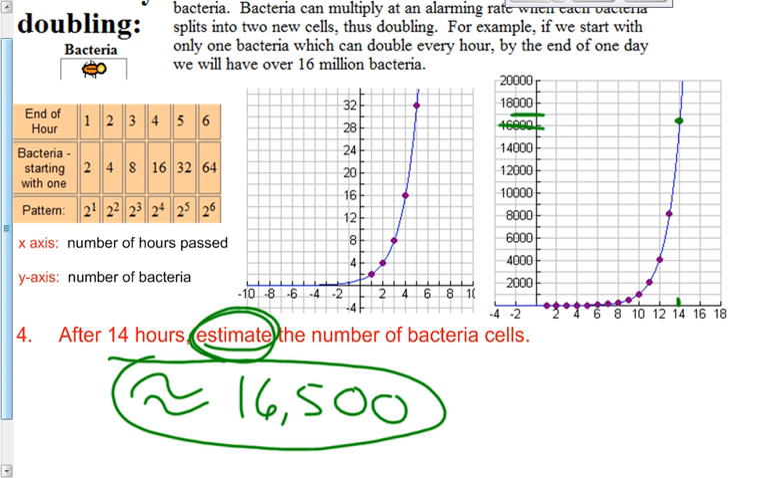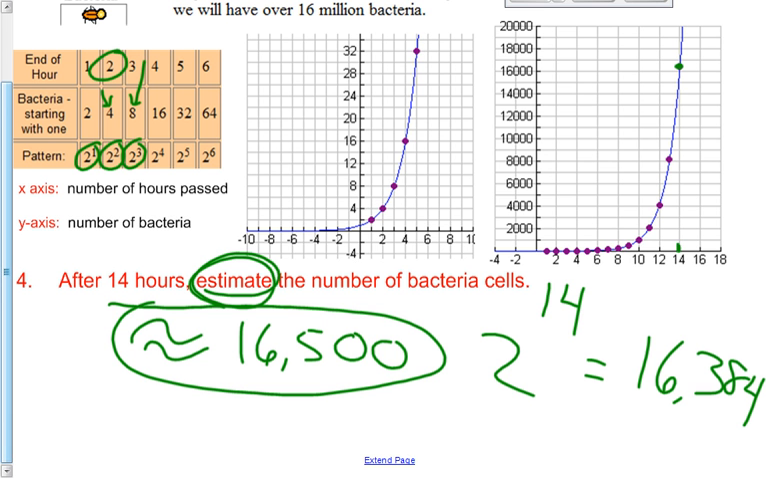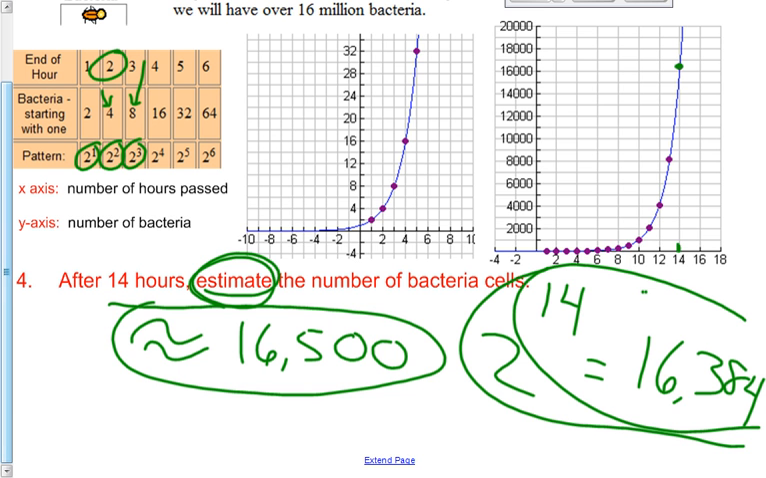If we wanted to find out for sure or exactly how many bacteria cells we'd have, look at the pattern. After 1 hour, there's 2 bacteria cells. After 2 hours, it's 2 squared, which is 4 bacteria cells. After 3 hours, it's 2 cubed, which is 8. After 14 hours, it is 2 raised to the 14th. And what is 2 raised to the 14th? You could put that into your calculator, and it would be 16,384. So this would be exact, and the other would be an approximate.